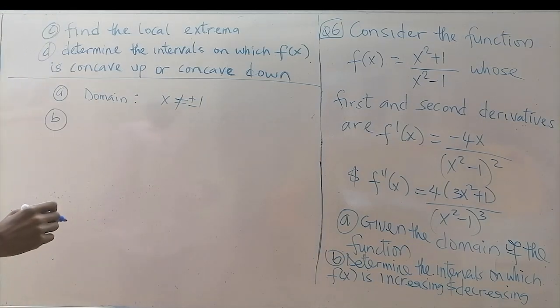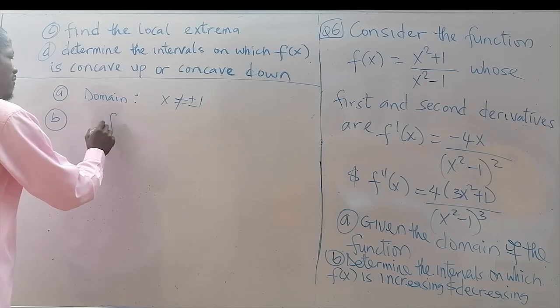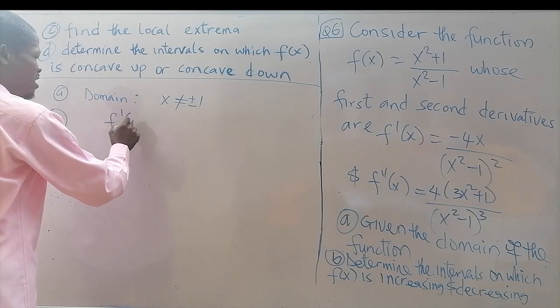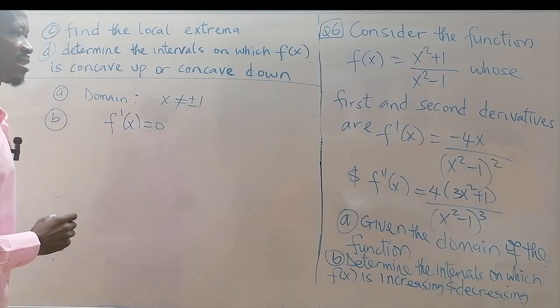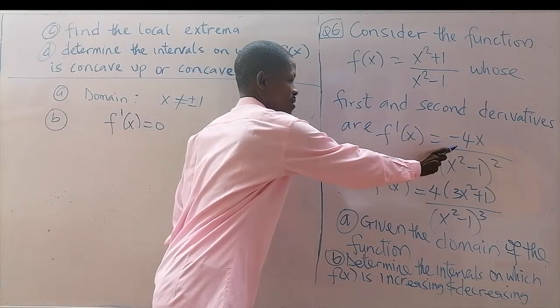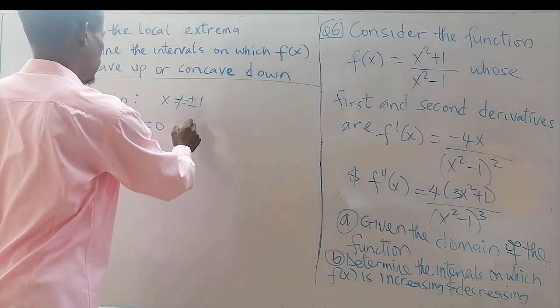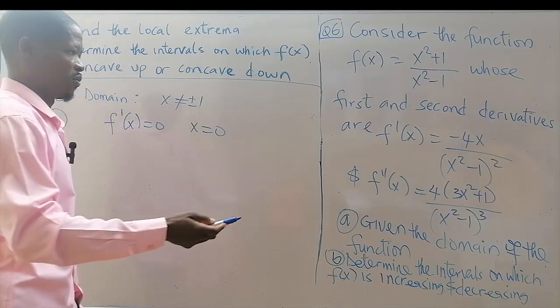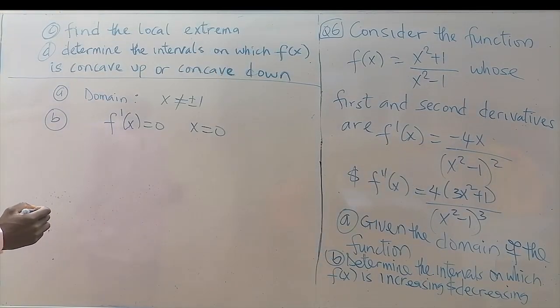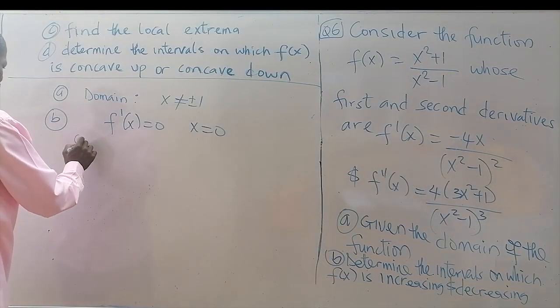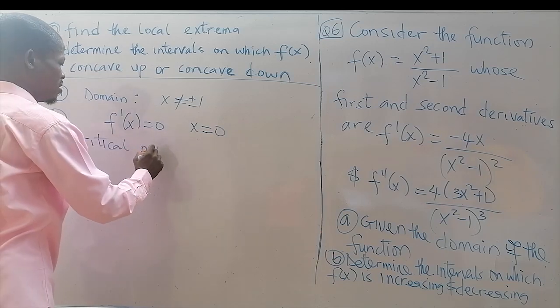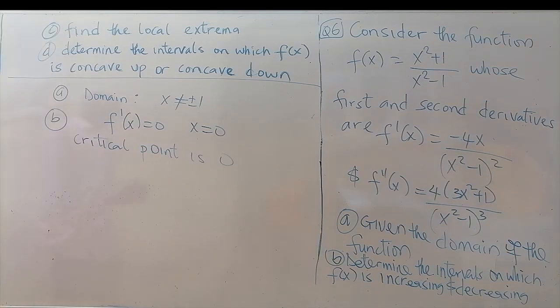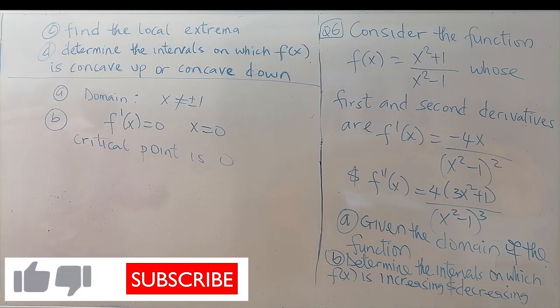Determine the intervals on which f of x is increasing or decreasing. We are given the first derivative. Just equate that first derivative to 0. If you equate it to 0, it's going to give you x equal to what? Equal to 0. Just equate the whole fraction to 0. So this is a critical value. The critical point is x equal to 0, but this may not be enough for us to analyze our intervals of increasing and decreasing.